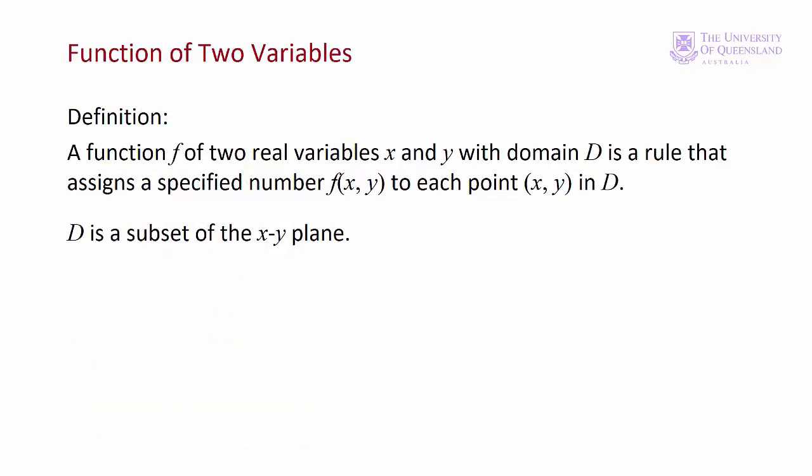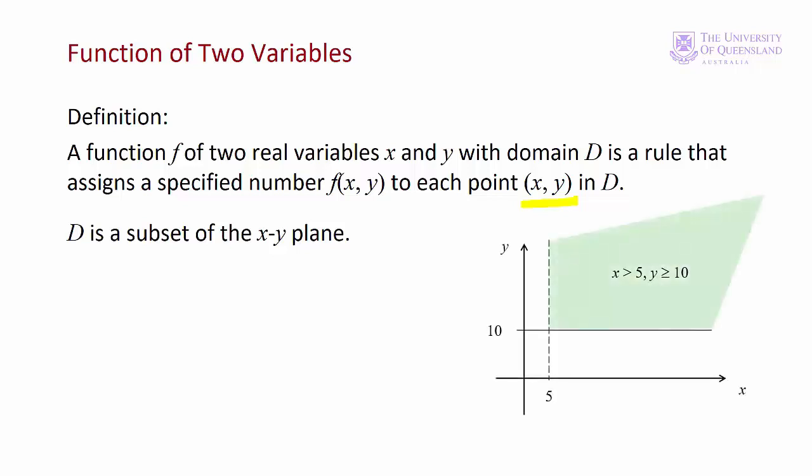Recall that a function is a rule that maps or transforms one or more variables into another value. With a function of two variables, we have an ordered pair, say x and y. These are coordinates on the xy plane. The domain of the function is the set of values of x and y for which the function is defined. Here we have the xy plane, where our domain is values of x greater than 5 and values of y greater than or equal to 10.